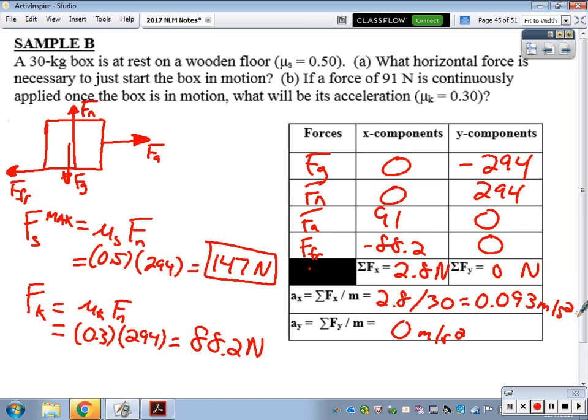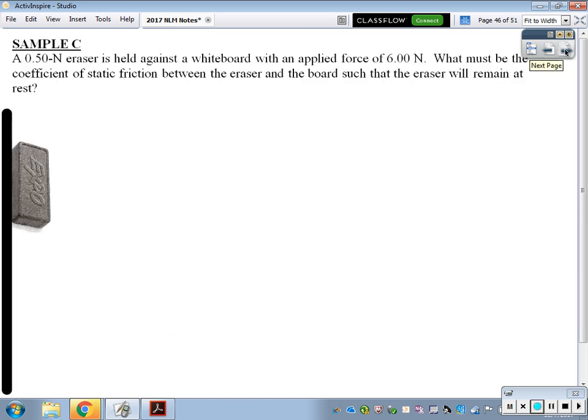All right, sample problem C. I'm actually not going to go through the entire problem with you, but I do want to talk about this from a free body diagram standpoint because it does bring up an interesting point. We've actually done this problem before, just not in this context. So we have an eraser that is pushed up against the wall. It must be at rest, so there is static frictional force here helping to hold it in place. Let's take a look at what are the forces acting on this eraser.